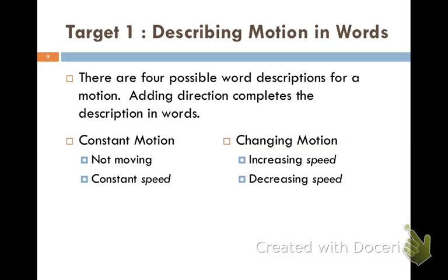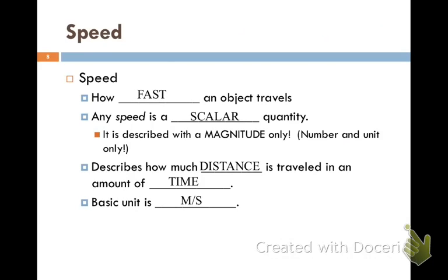So before I get to velocity, let's double back to speed. So speed is how fast an object travels. And any speed is going to be a scalar quantity. We just care about the magnitude. It describes how much distance is traveled in a certain amount of time. And a great example of speed would be that distance, miles per unit of time, hour.